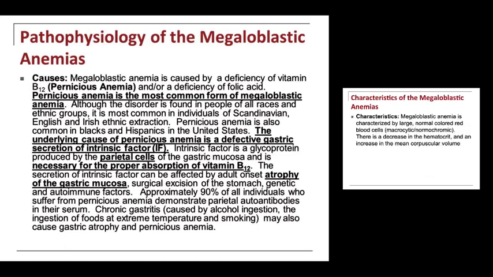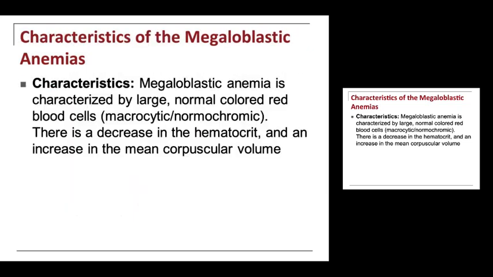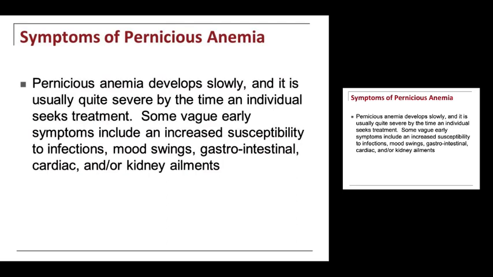So here you'll see the characteristics. Megaloblastic anemia is characterized by large, normal colored red blood cells. So they can be macrocytic, large, and normochromic to hypochromic, so normal color to less color. There's a decrease in the hematocrit. So besides RBC and hemoglobin, they will also look at hematocrit levels in the blood and mean corpuscular volume. Pernicious anemia develops slowly, and it is usually severe by the time it's sought out and treated.